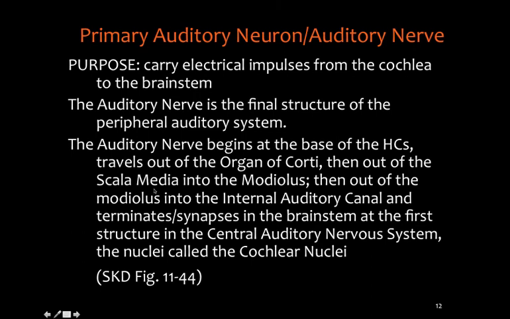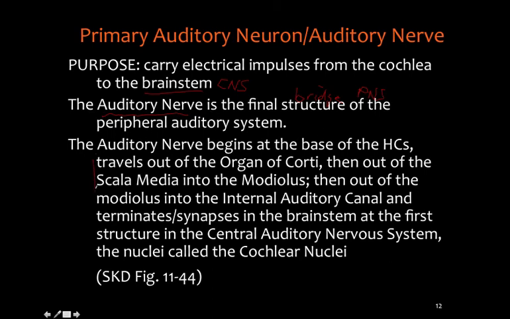All right, so when we think about the purpose of the primary auditory neuron, it's to get the electrical impulses that began at the base of the cochlea to the brainstem initially, and then ultimately to higher processors in the central nervous system. The auditory nerve is the bridge structure of the peripheral auditory system. The auditory nerve begins in the inner ear and ends in the brainstem, and the brainstem is part of the central nervous system. So this auditory nerve is a bridge structure that starts in the peripheral nervous system and ends in the central nervous system.